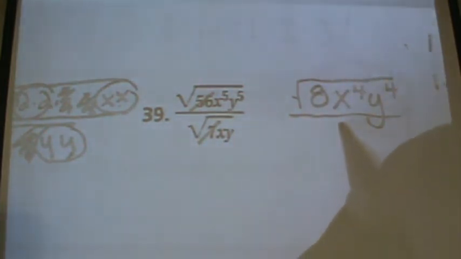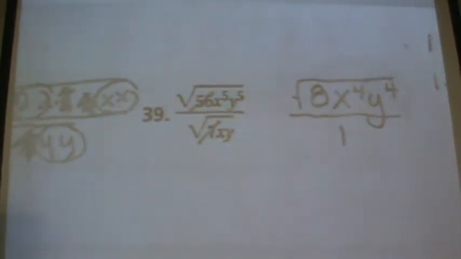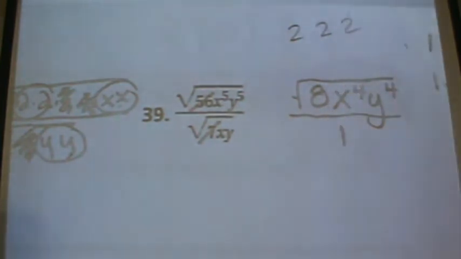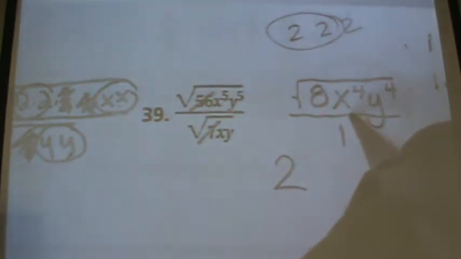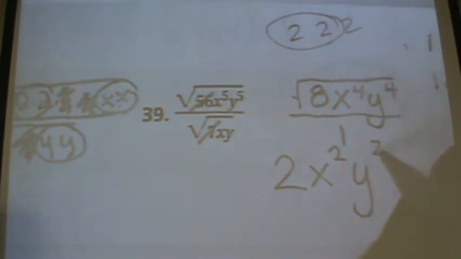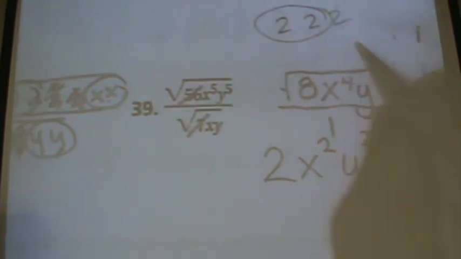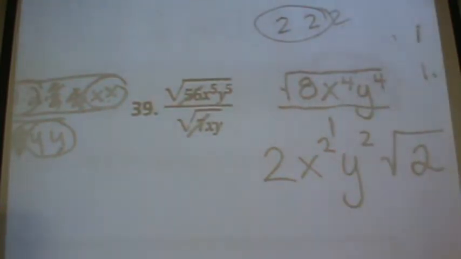So now we have a 1 in the denominator, which is not necessary, we don't have to write it out. But 8 is 2 times 2 times 2. What are we looking for? 2 of a kind. So we're going to take a 2 out. How many x's are we going to take out? 2, y's 2, and what's left is this little 2 here that didn't have anything to pair up with. So your answer is 2x squared, y squared, to the square root of 2.